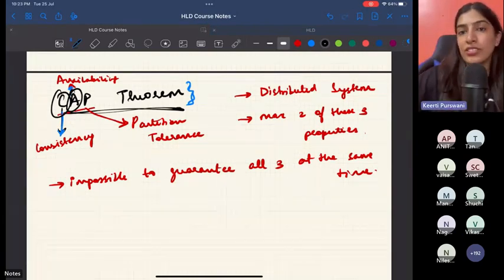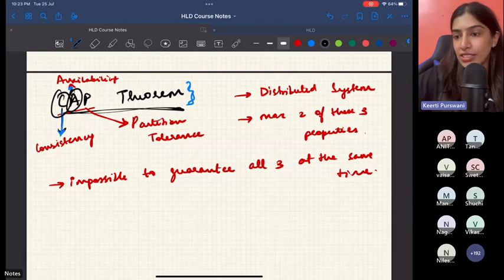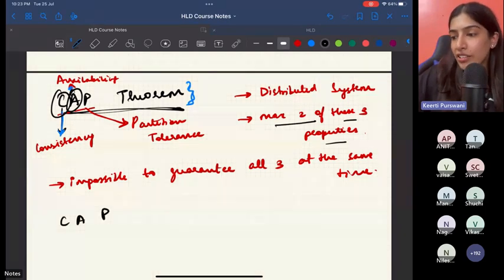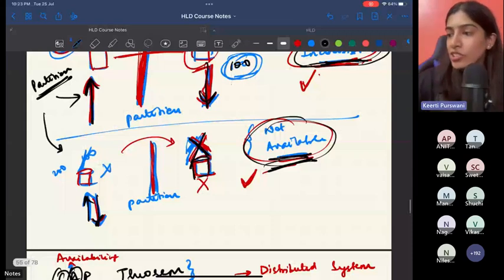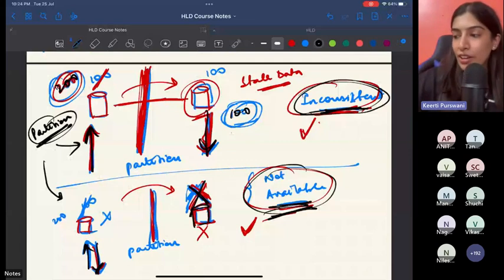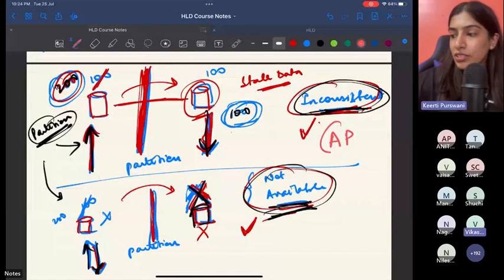So technically, what does the definition say? It says that I can have maximum two of these three properties. Now, what are the three properties, C, A and P? Over here we made a system partition tolerant, and our system was available. So if it is available and partition tolerant, it is an AP system. You can see this, right? It is available and it is partition tolerant.